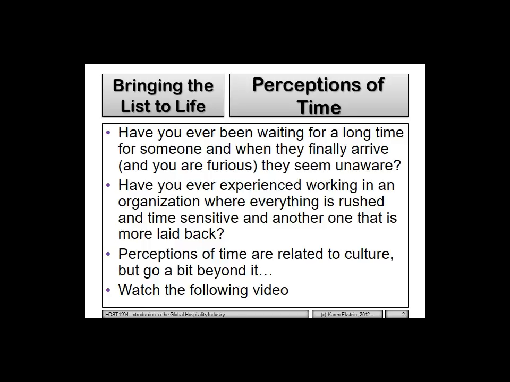So if you've ever been waiting for a long time for someone, a friend or a family member, when they finally come, you're absolutely furious, but they seem totally unaware that they've been late. Or if you've ever experienced working in an organization where everything's very rushed and there's always these deadlines and timelines and time sensitivity. Perhaps you've worked in another one that's the exact opposite, very laid back. Not concerned about time, maybe more concerned about doing things right than getting them done. Well, perceptions of time are very much related to culture, but it might go a little bit deeper than that. So I'd like you to watch the following video.